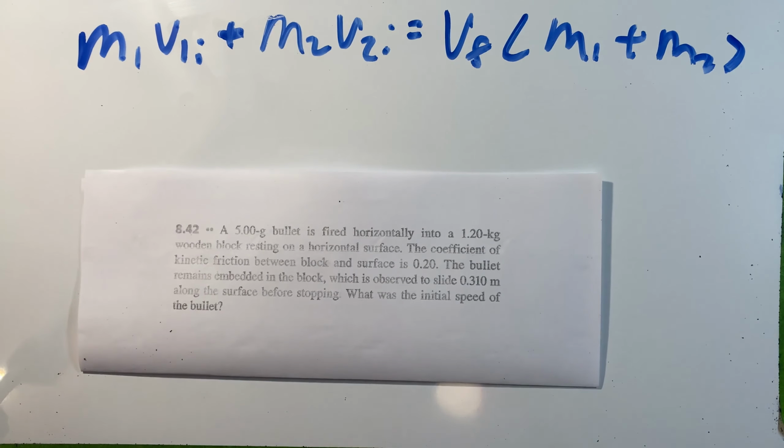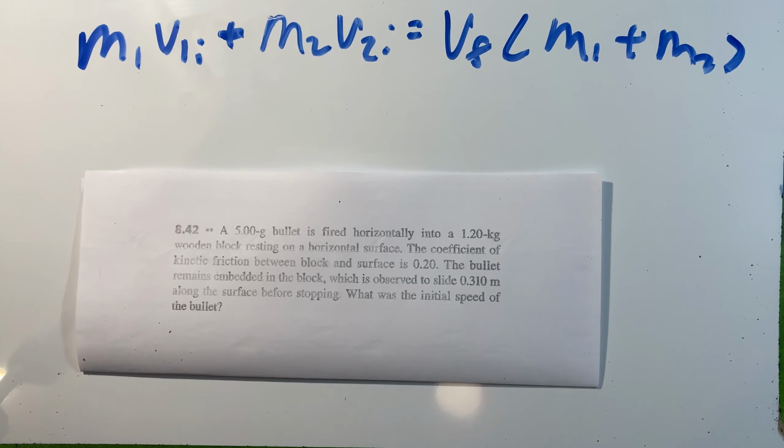A 5 gram bullet is fired horizontally into a 1.2 kilogram wooden block resting on a horizontal surface. The coefficient of kinetic friction between the block and the surface is 0.2. The bullet remains embedded in the block, which is observed to slide 0.31 meters along the surface before stopping. What was the initial speed of the bullet?